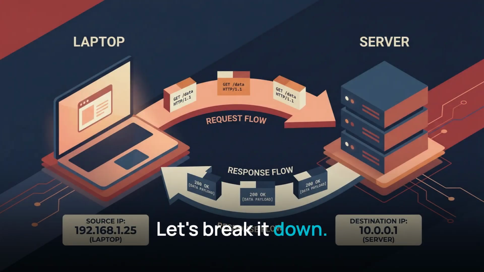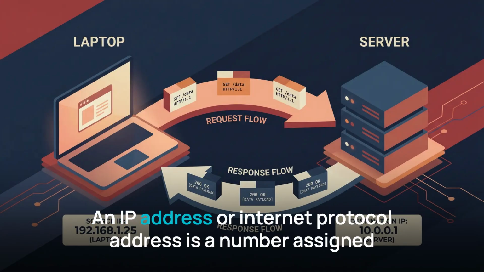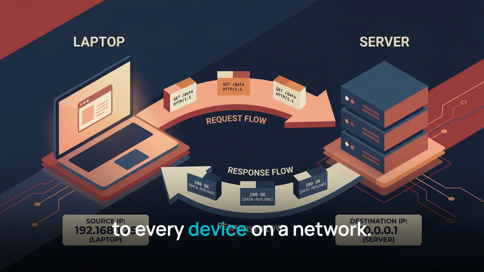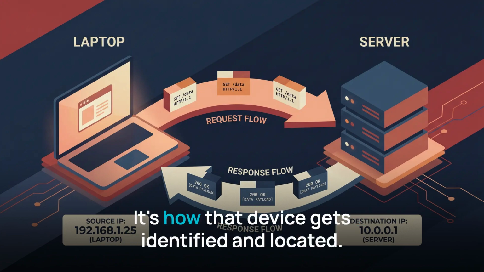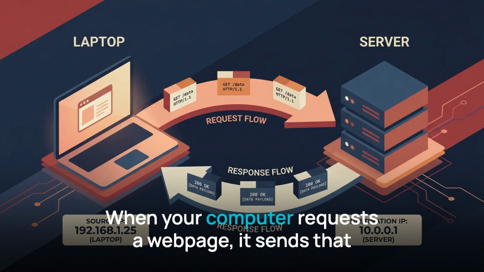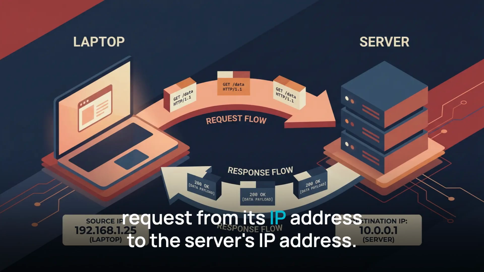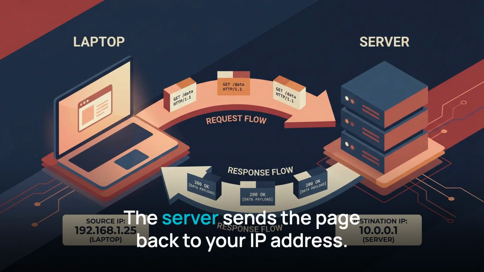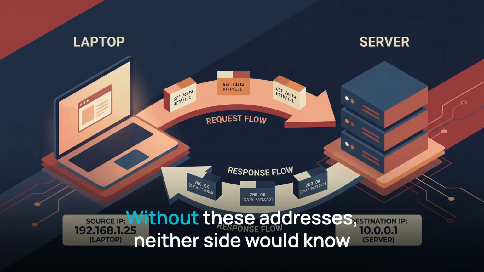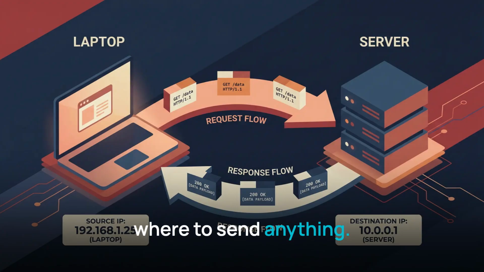Let's break it down. An IP address, or Internet Protocol address, is a number assigned to every device on a network. It's how that device gets identified and located. When your computer requests a web page, it sends that request from its IP address to the server's IP address. The server sends the page back to your IP address. Without these addresses, neither side would know where to send anything.